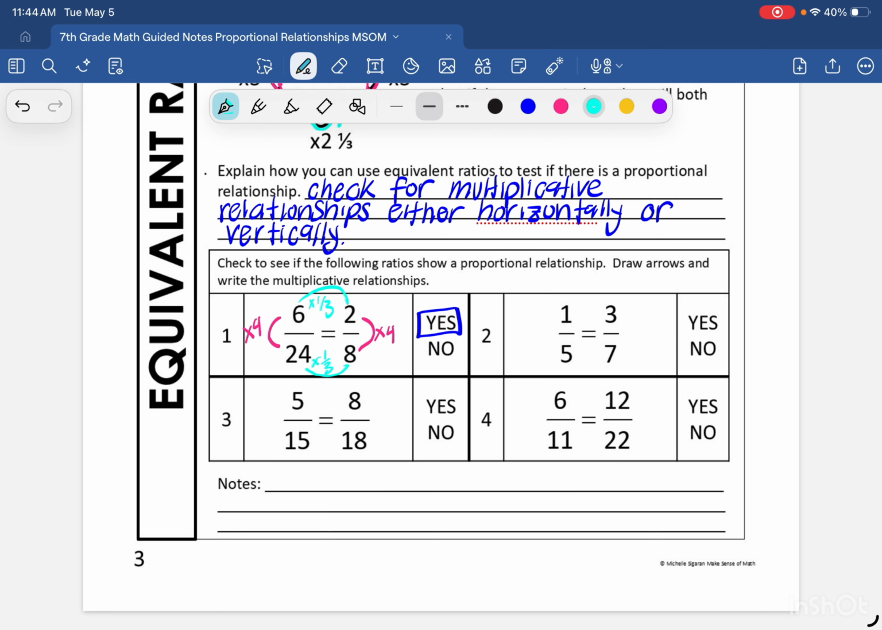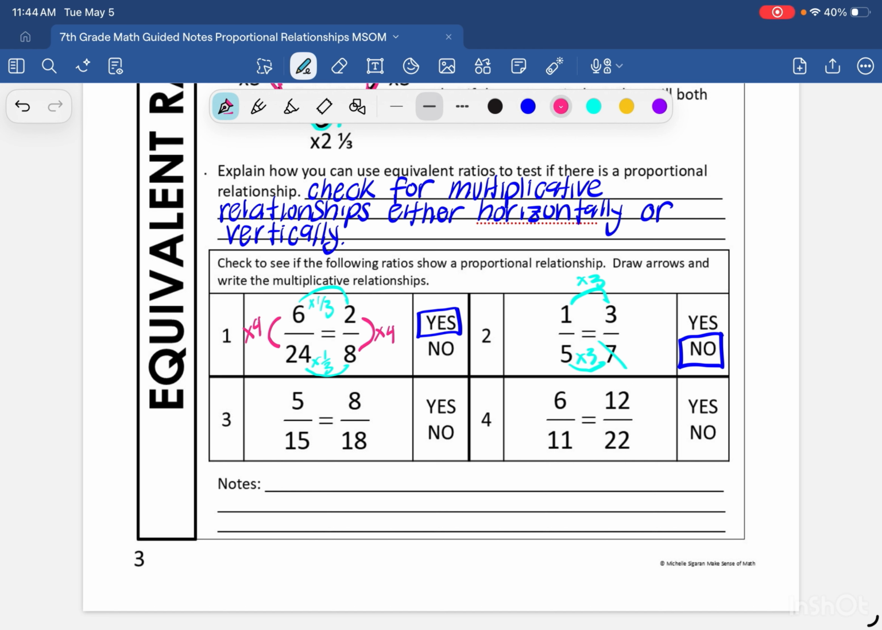Let's look at number 2. We're going to start with horizontal on this one. I can notice that 1 times 3 is 3, but 5 times 3 is not 7. So that is not a proportional relationship. Number 3.